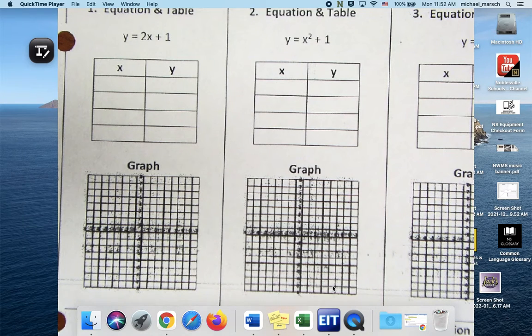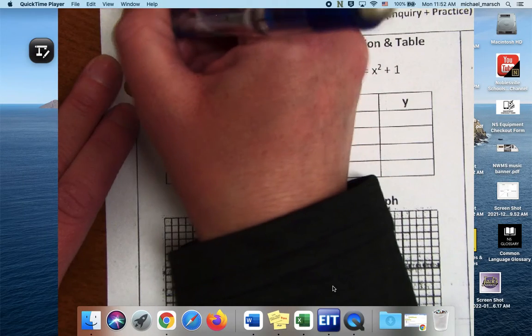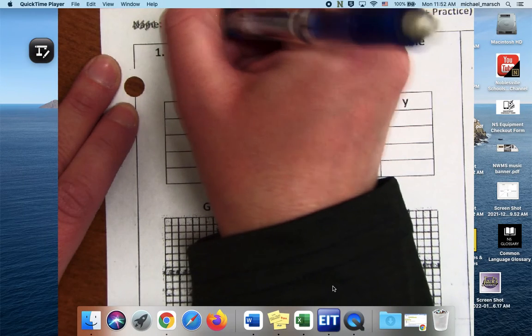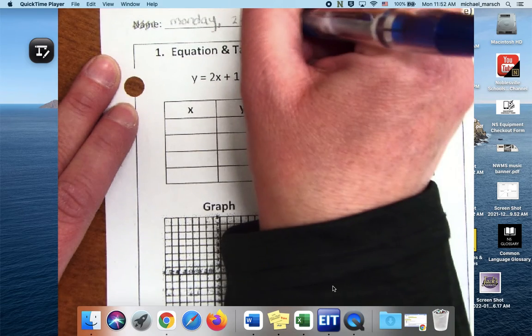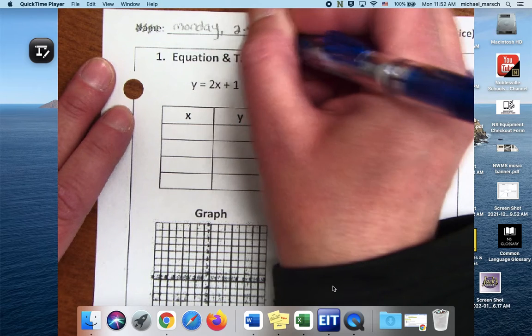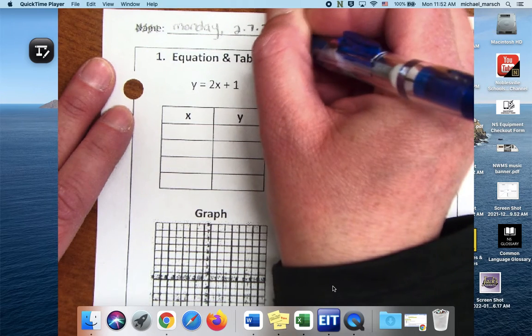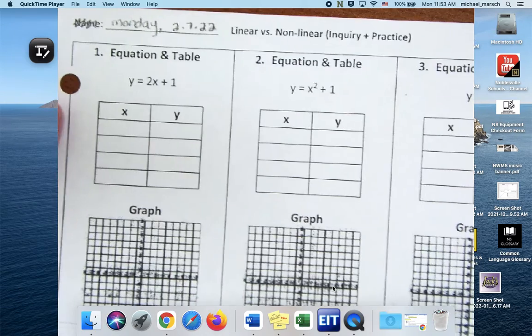So let's go ahead and look at this first example. Guys, cross out where it says name and write Monday, 2/7/22. Because this is going to be considered like a notes page.